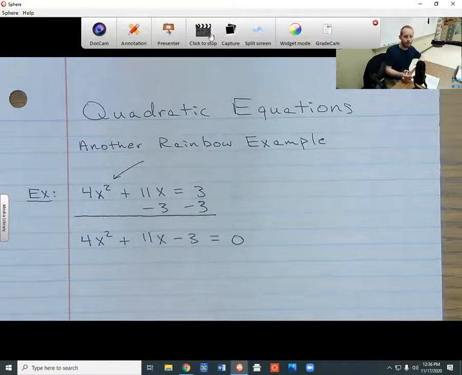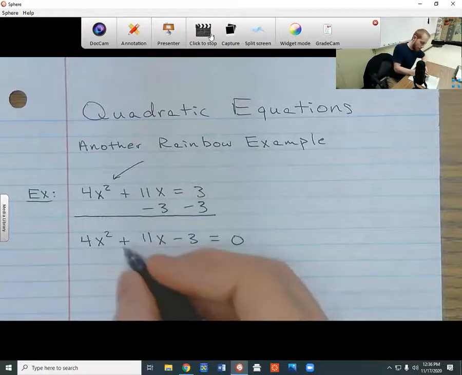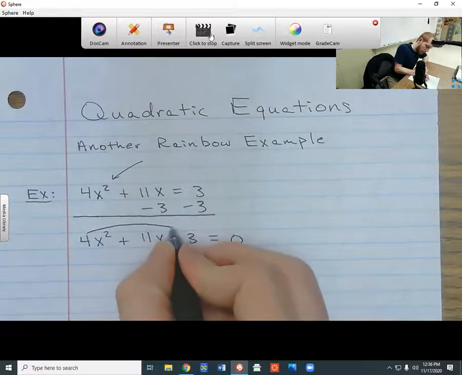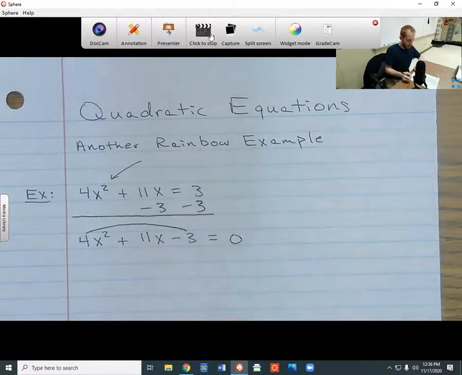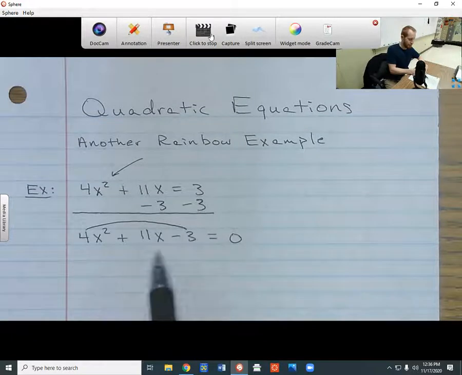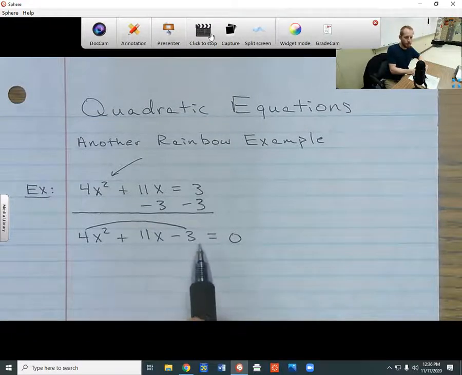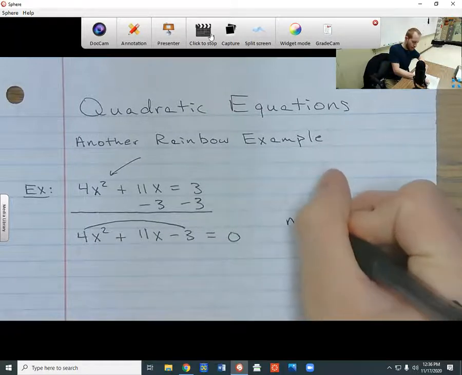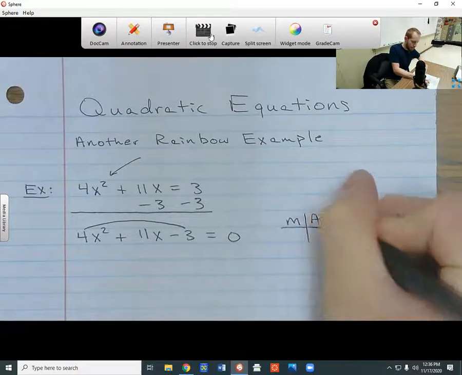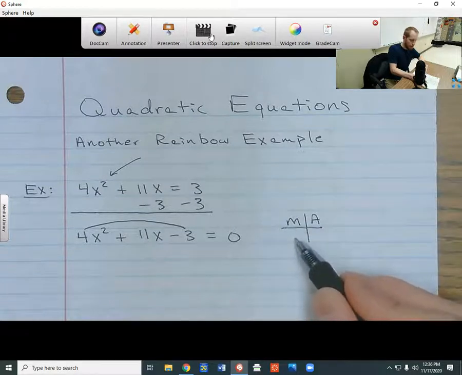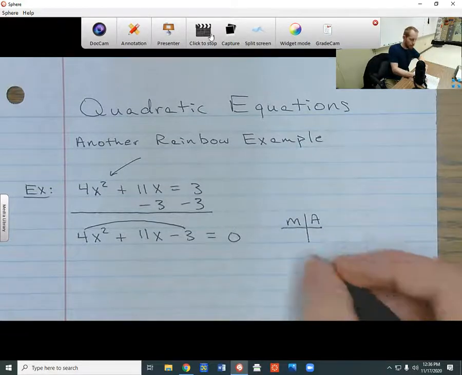So the first thing I'm going to do is draw a rainbow from the first number to the last number. Then connect the 4 and the negative 3. Now when I do that, whatever numbers the rainbow lands on, I have to multiply together. So what's 4 times negative 3? 4 times negative 3, that's going to give me a negative 12. So I'm going to draw my MA chart over here, where the M stands for multiply. So I'm going to be multiplying to a negative 12, because that's my rainbow number.